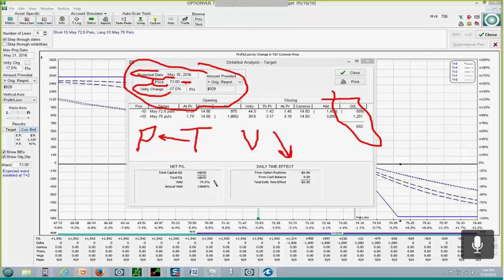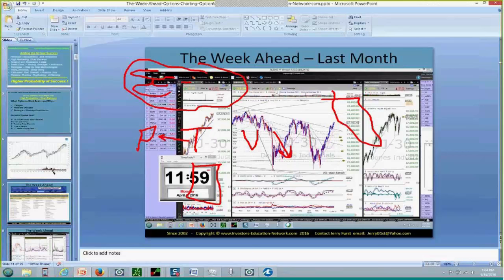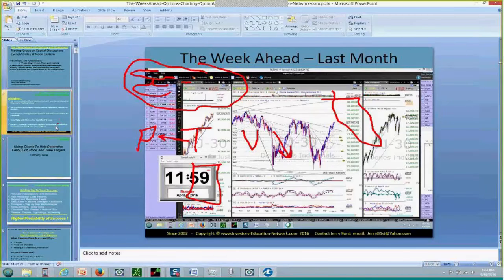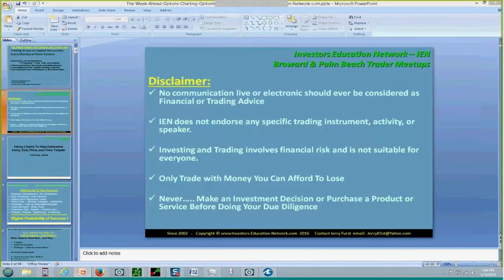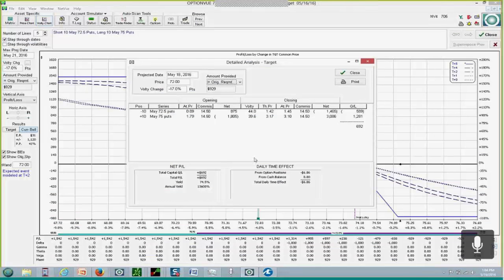Now, I don't know about you, but if you have strong convictions, and once again, I'm going to jump back over to my PowerPoint presentation for a second. Again, this is not trading or investing advice, but this is strictly educational in nature. And this is what I do with my clients. I help them. They have an idea. They think the target's going down with earnings.